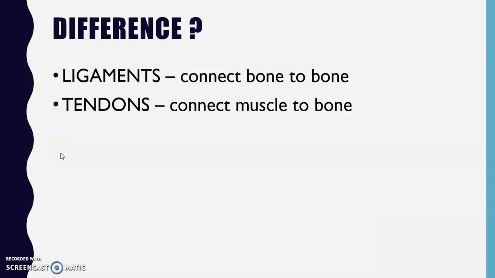So we have another two important parts in the skeletal system. What is the difference between ligaments and tendons? Ligaments connect bone to bone, while tendons connect muscle to bone. The most important tendon is the Achilles tendon.